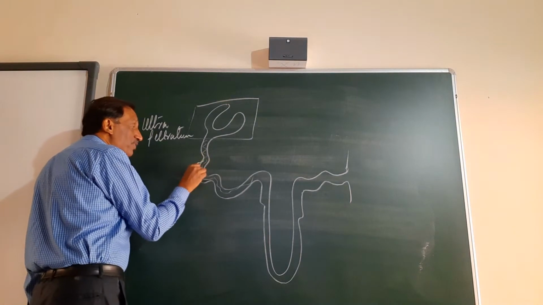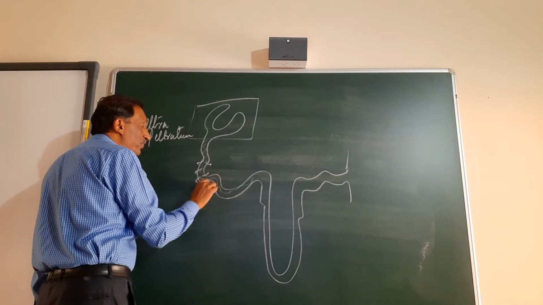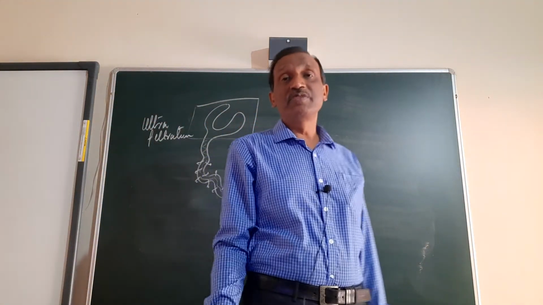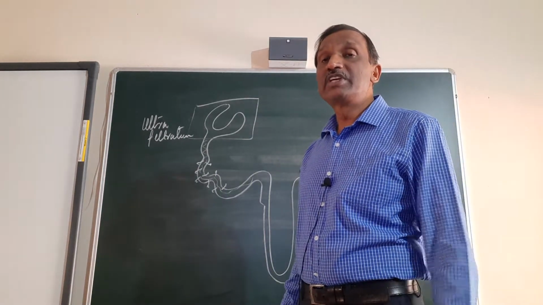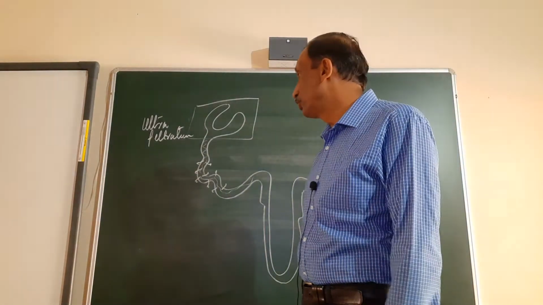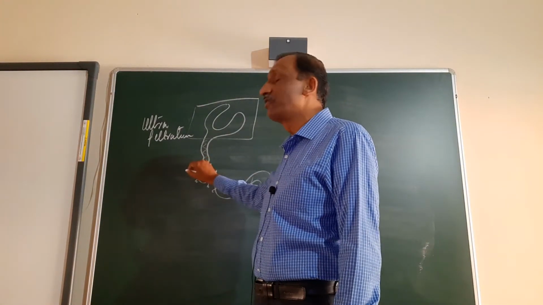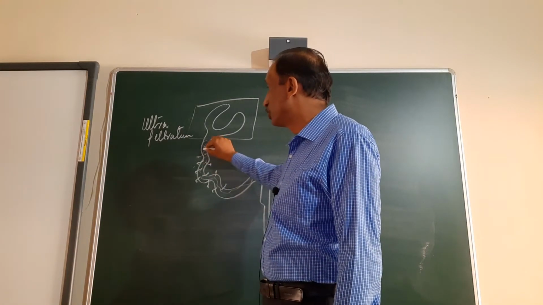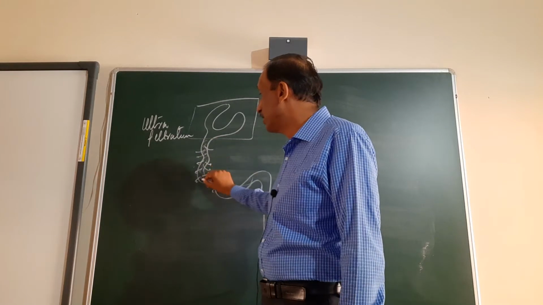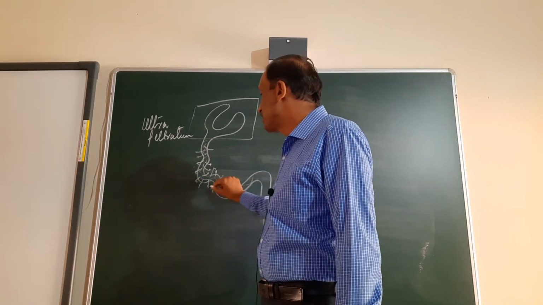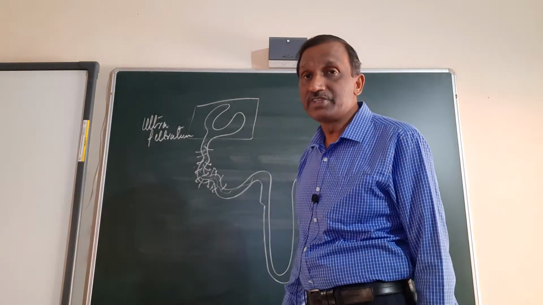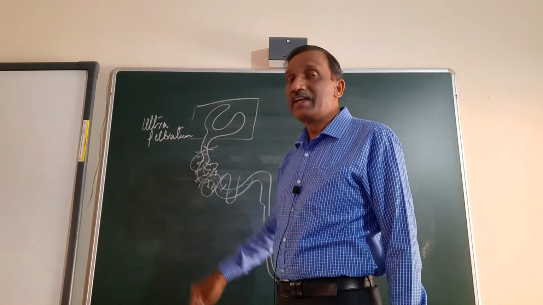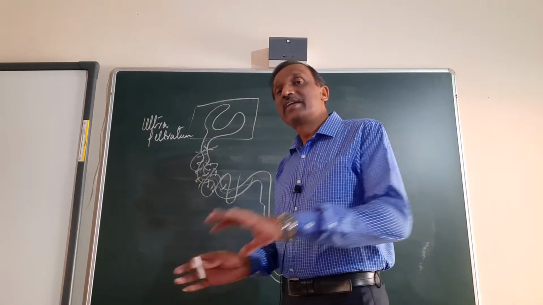As the filtrate passes from here, first passive absorption will take place. That is, the things which are more in the filtrate and less in the surrounding cells will automatically move out by a process called diffusion. Suppose there is more water here and less water outside, water will come out. More glucose here, less outside, glucose will move out. More sodium, less sodium outside, sodium will come out. Calcium will come out, amino acids, fatty acids. All the substances which are more in the filtrate and less in the surrounding interstitial cells or the blood vessels around it will automatically come out.